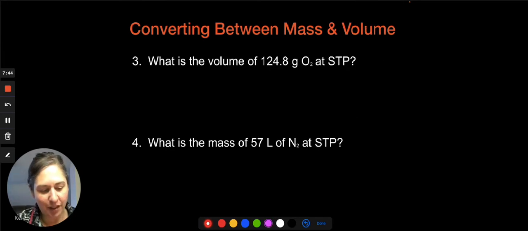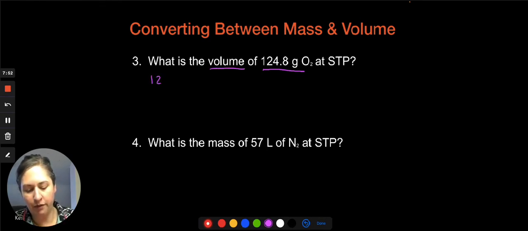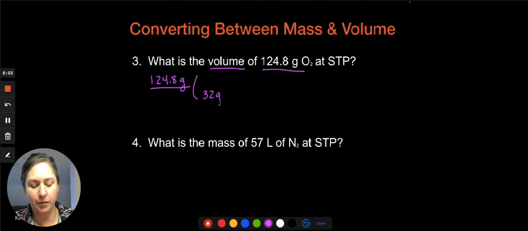So we're going to start with grams, which means we have to have molar mass again, and we want to go to volume. So now we're going to start with our 124.8 grams. Oxygen is 16 grams for 1 of them, so 2 of them is going to be 32 grams per 1 mole. And then to go to volume, which is liters, we're going to have for every 1 mole, there's 22.4 liters.